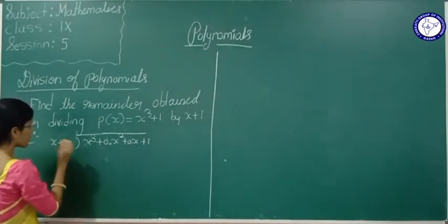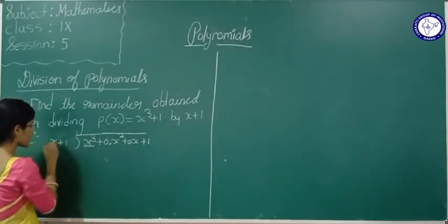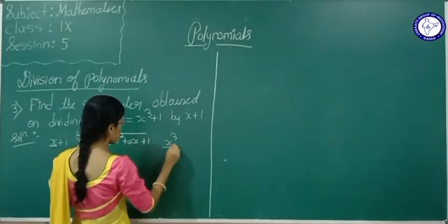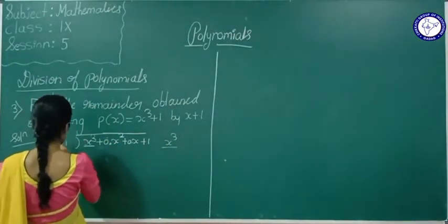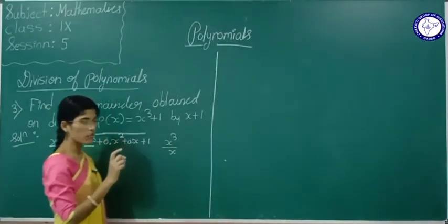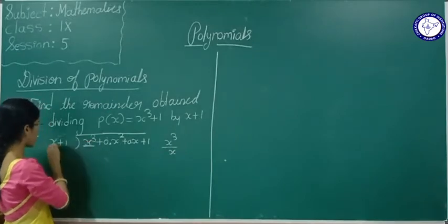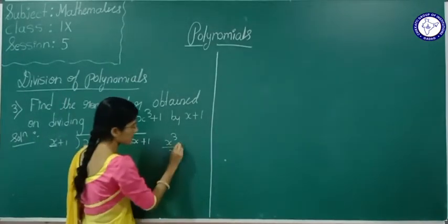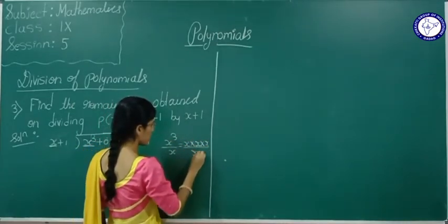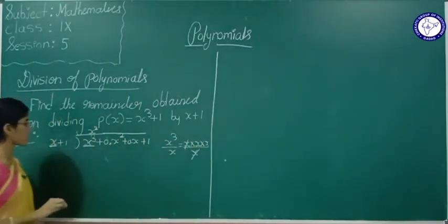Now what I told you is the first step: the first term of the dividend divided by the first term of the divisor. What is the first term of the dividend? That is x cube. What is the first term of the divisor? That is x. Once more I am telling you, the first step is the first term of the dividend divided by the first term of the divisor. If we divide like this, what will we get? x will get cancelled, and we get x square.